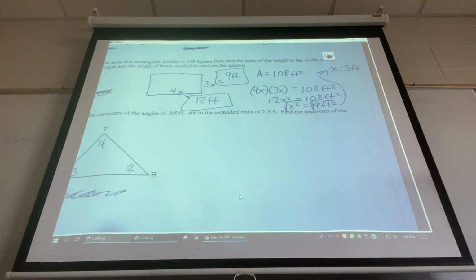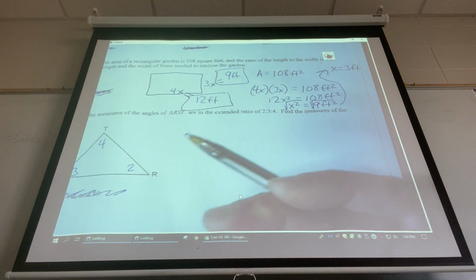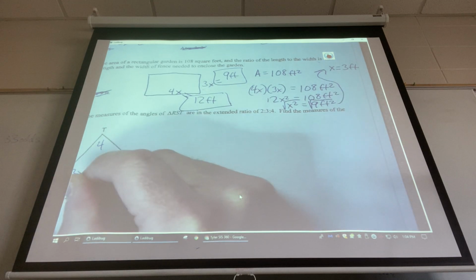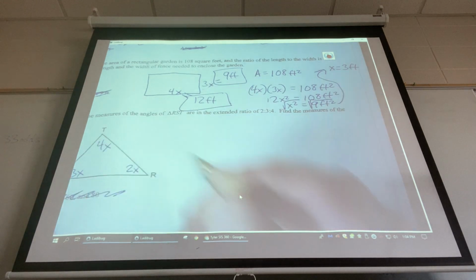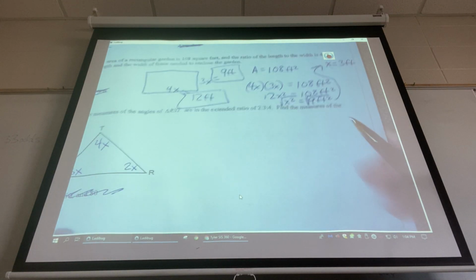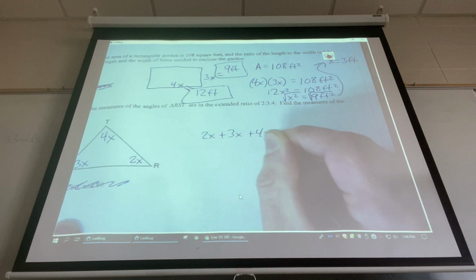And again, is 2, 3, and 4 the measure of each of these angles? No, the actual measure is going to be some factor bigger, right? 2x plus 3x plus 4x equals 180. And then, what equation can we write there, Caleb, what'd you say? 2x plus 3x plus 4x equals 180.